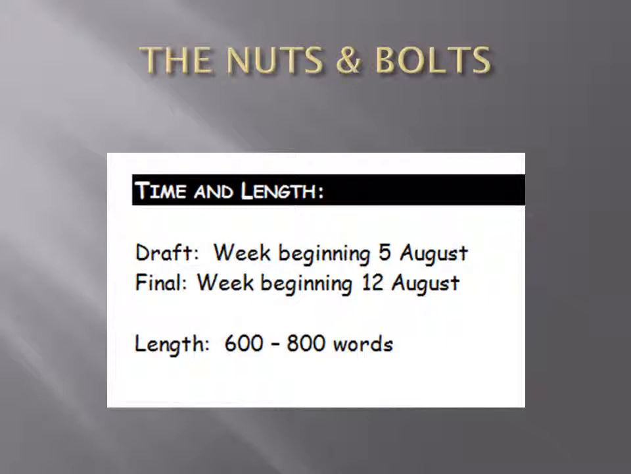Lastly, Year 9s, I will follow this PowerPoint up with another one that goes into more detail about the short story genre itself. So watch out for that one.